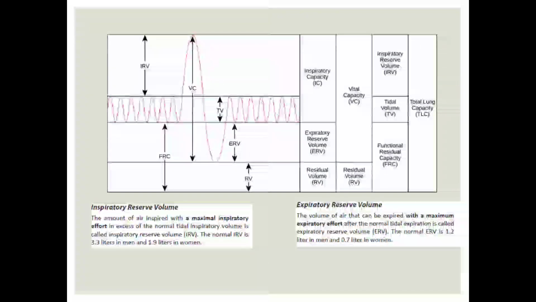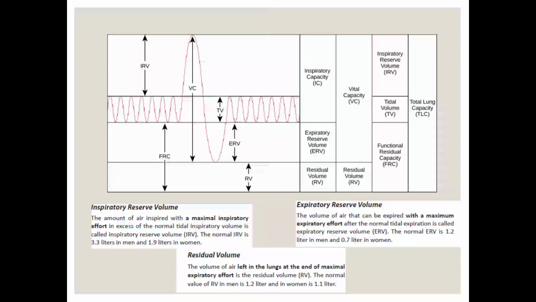Now come to the expiratory reserve volume. It is the volume of air that can be expired with maximum expiratory effort after the normal tidal expiration. So these two terms are important: one is maximum effort, and that is after the tidal volume. This is known as expiratory reserve volume. The normal value of expiratory reserve volume is 1.2 liter in men and 0.7 liter in women.